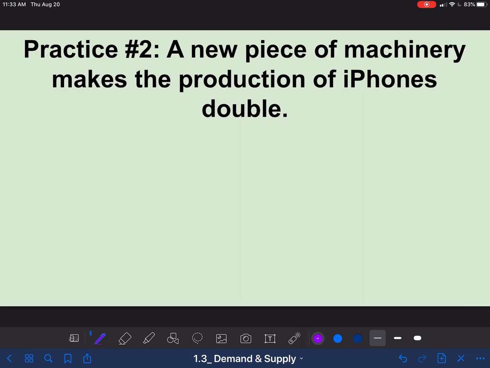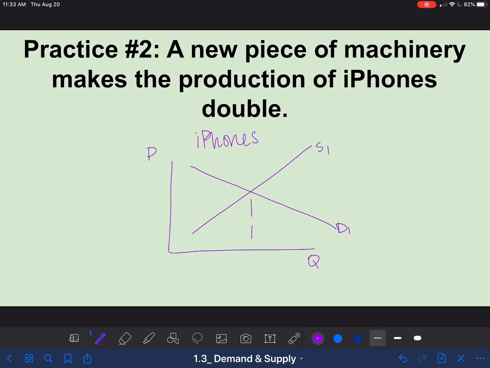And another example, a new piece of machinery makes the production of iPhones double. So we're talking about iPhones here. We have price on the vertical, quantity on the horizontal. Supply slopes upward, demand slopes downward. We have our equilibrium points. So a new piece of machinery makes the production of iPhones double. So what's going to happen to the supply of iPhones? Well, it will increase. So it's going to shift to the right. So we have quantity 2 and price 2.